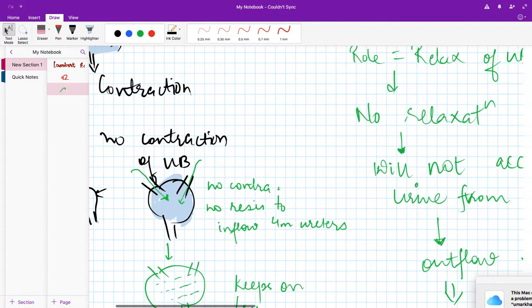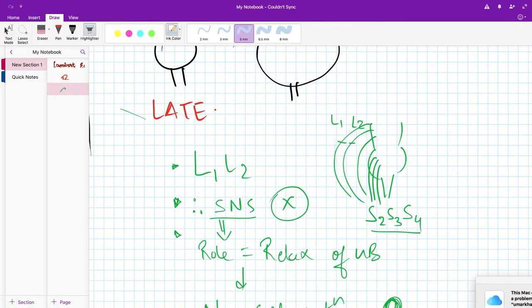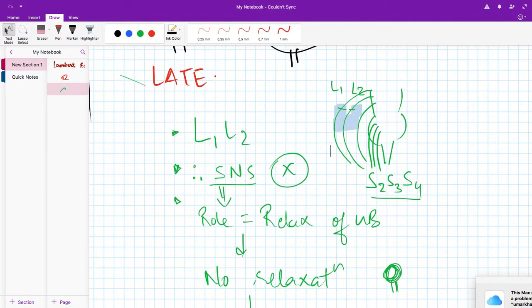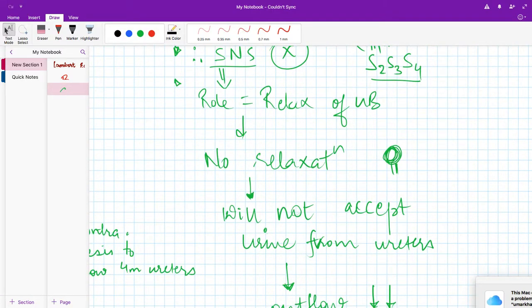Whereas in case of cauda equina syndrome, there will be the opposite. In cauda equina, the lateral most is lumbar, and there are chances that the lateral most will be involved first. So L1, L2, that means the sympathetic will be gone first. When the sympathetic is gone first, what will happen? The role of sympathetic is to cause relaxation. The sympathetic nerves cause the relaxation of the urinary bladder.